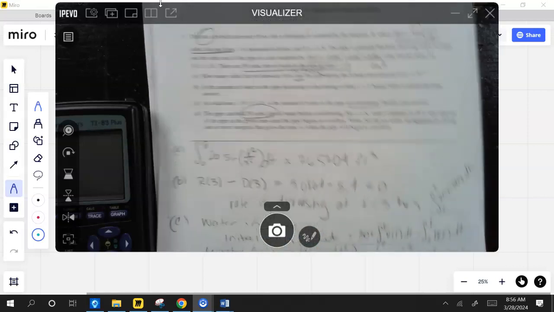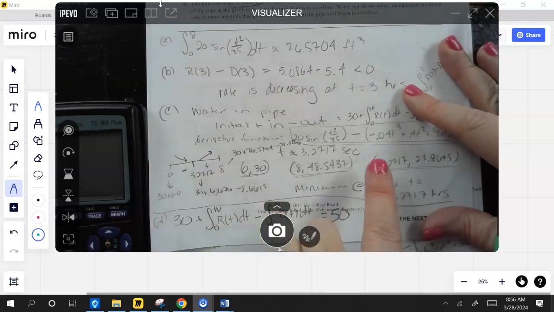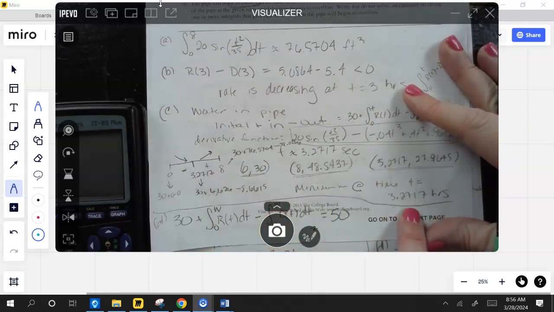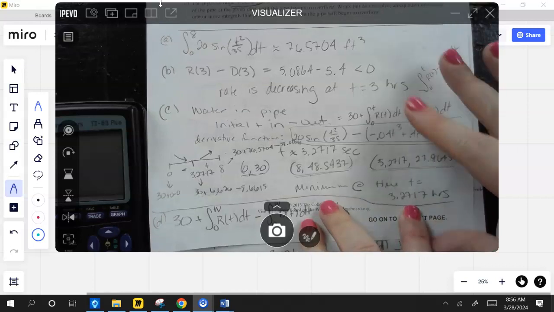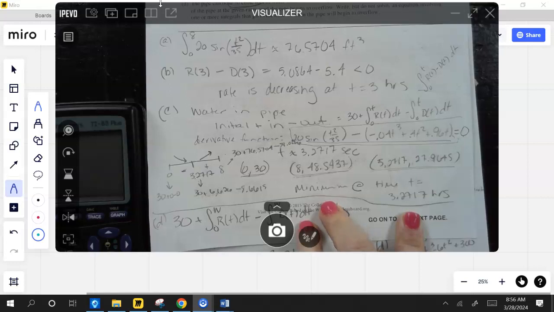Your answer is 1 point. The answer is, well, where is my minimum? 3.2717 hours. You didn't have to show, it was calculator. You didn't have to. I was not wrapping my brain around this problem. Well, because the question said justify your answer. So anytime it says that, you need to put some justifying right there.